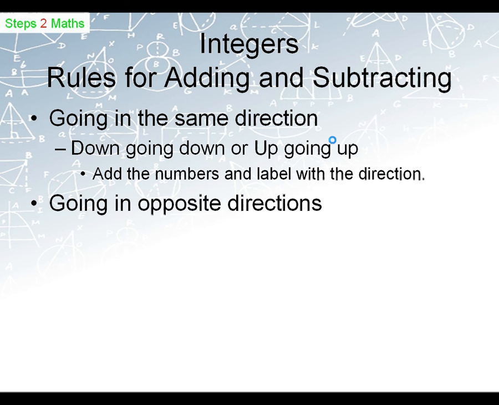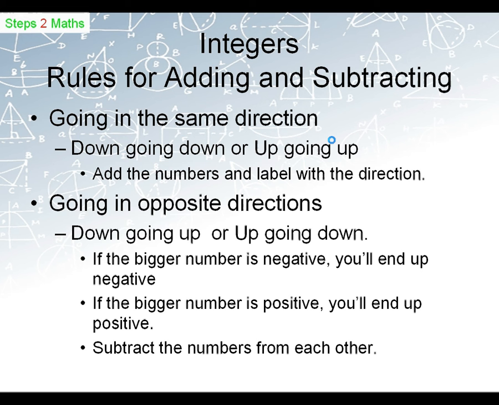The rules for going in opposite directions. So if you were already down and you were going up, or you were up and going down, excuse me, there are the rules that you need. Basically, you subtract the numbers from each other. If you're going in opposite directions, you want to know: have you started up but gone down more than you had? Have you started down and gone up more than you had?